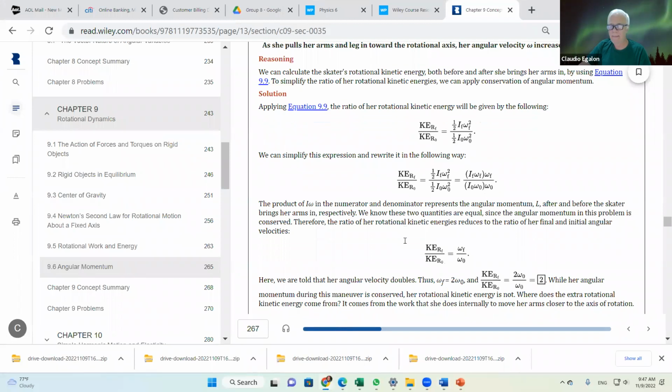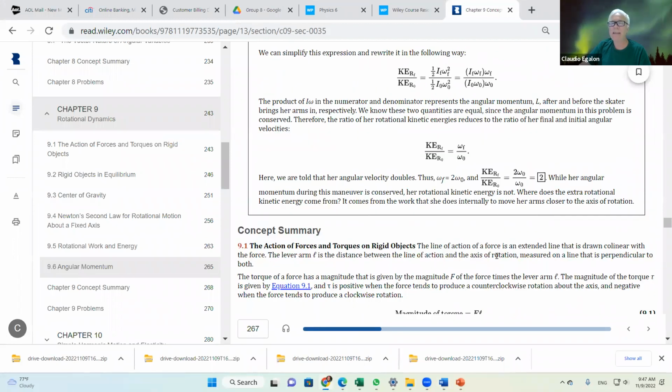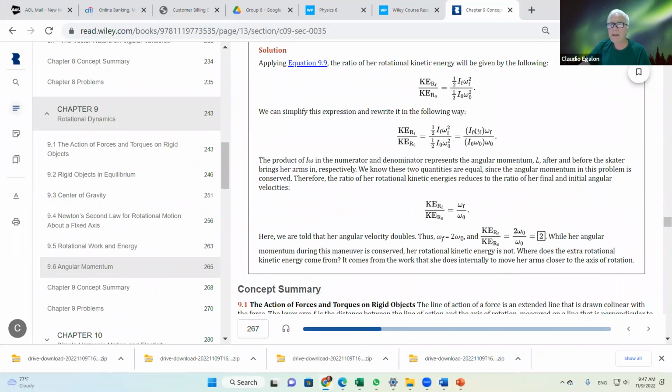Okay? That's how we do it. See, the little trick here. Sometimes it's not obvious, right? This little trick. You're just breaking down the I omega F square, I omega naught square.